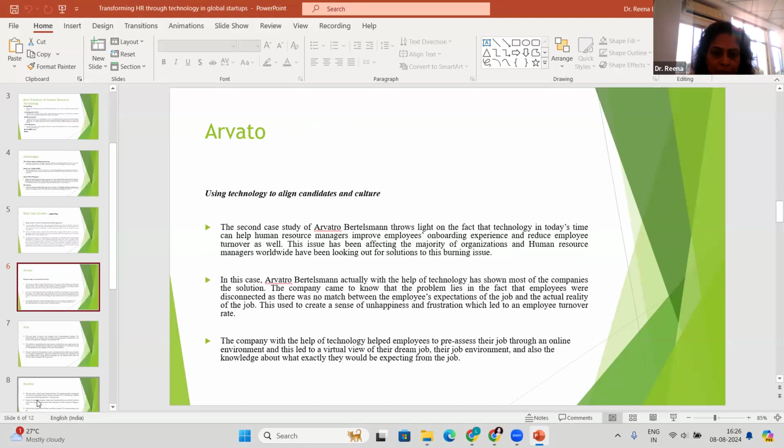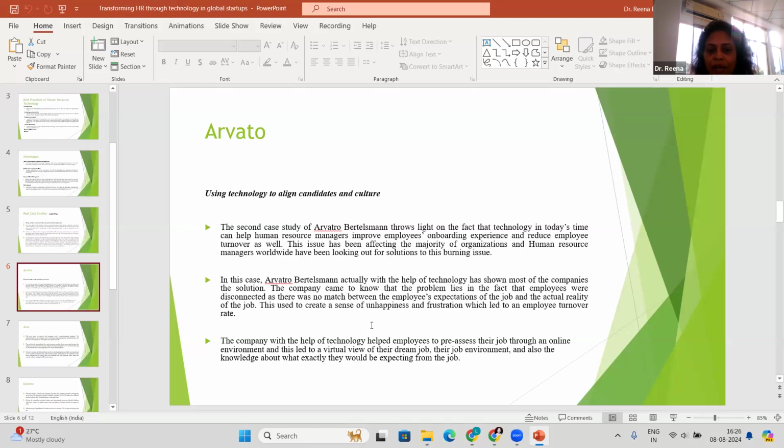If the onboarding experience is better for any employee, they become much more loyal and much more satisfied because they know exactly what is expected from them. The time-consuming process that onboarding takes also creates a lot of problems for people. So in this case, Arvato, with the help of technology, has shown most companies the solution. The company came to know that the problem lies in the fact that employees were disconnected, as there was no match between the employees' expectations of the job and the actual reality. Through a proper onboarding experience, employees knew what is expected. So when they joined the company, they were not at a loss. They knew exactly what is expected from them.